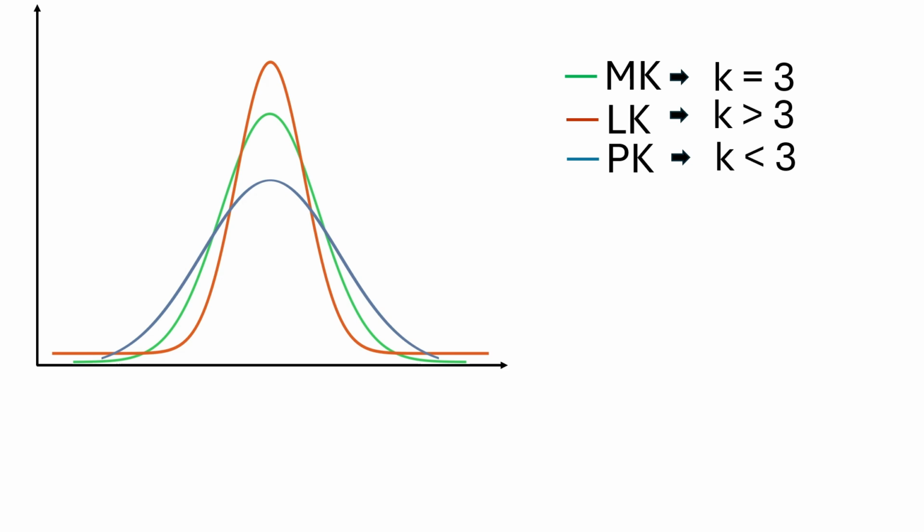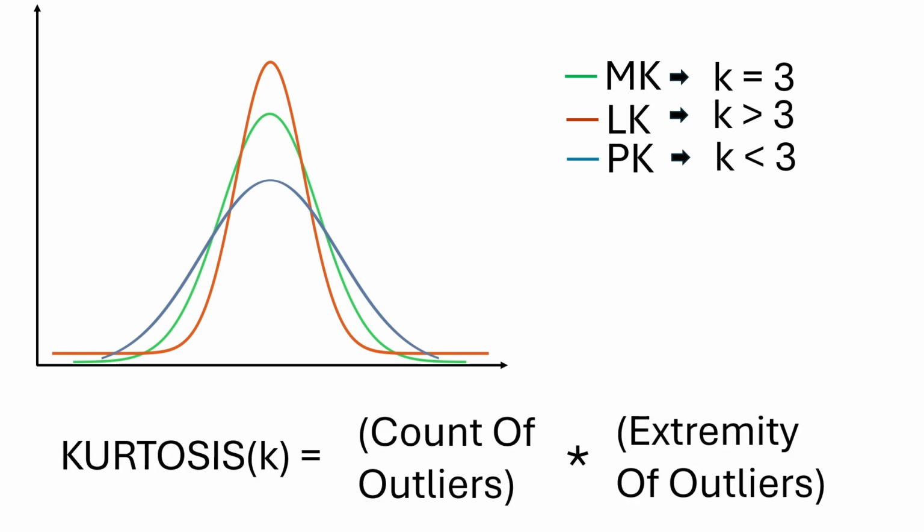So kurtosis value is influenced by basically two things. First, how many outliers there are in the data set, and second, the extremity of the outliers, that is, the deviation of the outliers from the mean. If the number of outliers increases, then it will increase the kurtosis value, or if the extremity of the outliers, that is, the deviation of the outliers from the mean, increases, then it will also increase the kurtosis value.